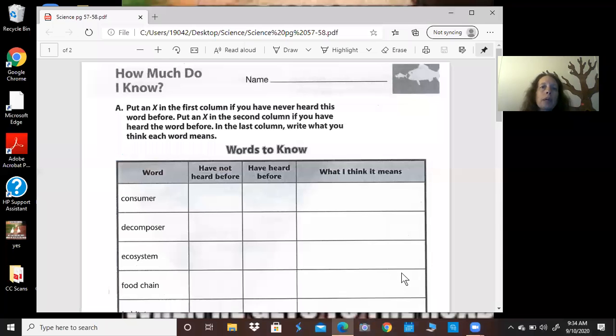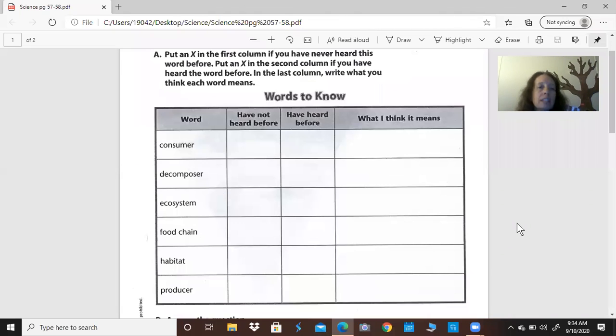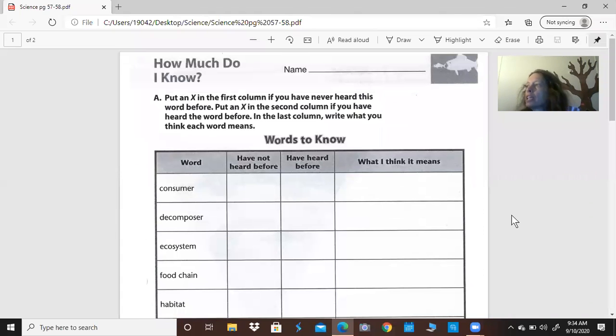All right, here we are at page 57, and we're only doing 57 right now. Here's what I need you to do, friends. This is the page that gets you ready to do the next pages in science. We actually have a reading assignment to do. Jeremiah, we are going to stop and read our reading assignment and then come back to the workbook page. But I need you to do this page first. This one says, how much do I know?